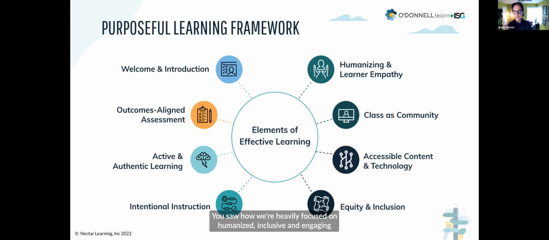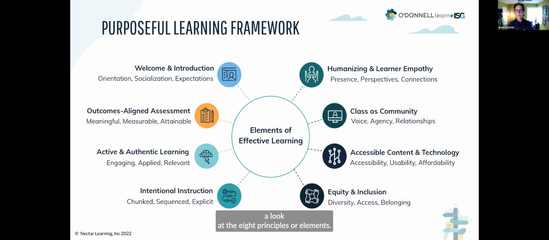And then on the right side, you're going to see some things that are more about the student-centric experience. You saw how we're heavily focused on humanized, inclusive, and engaging experiences. Classes, community, absolutely, what students can learn from each other and the power of that community and belongingness, that it's accessible. So access and accessibility, affordability, all of that's in there. And of course, equity and inclusion. So that's a look at the 8 principles or elements.